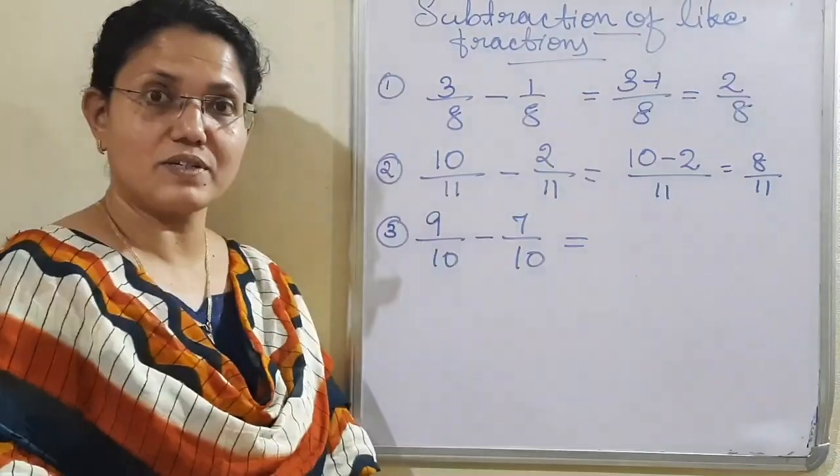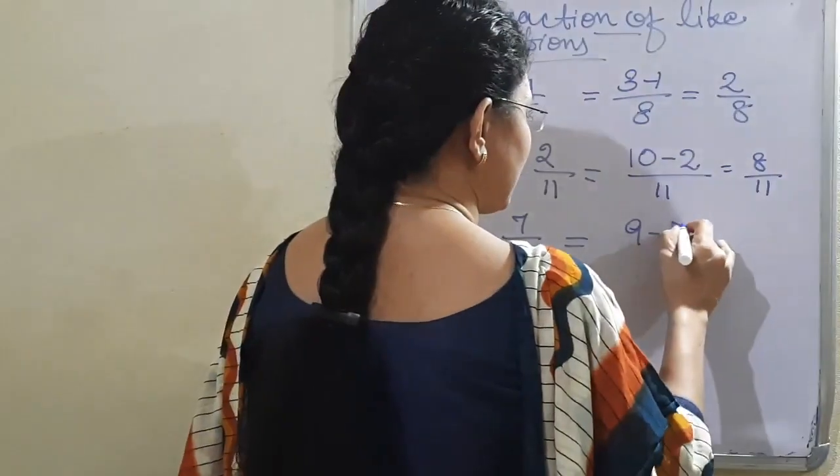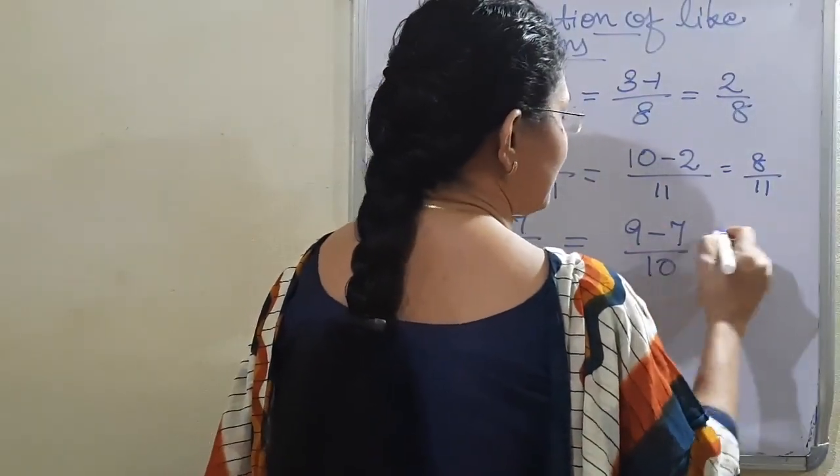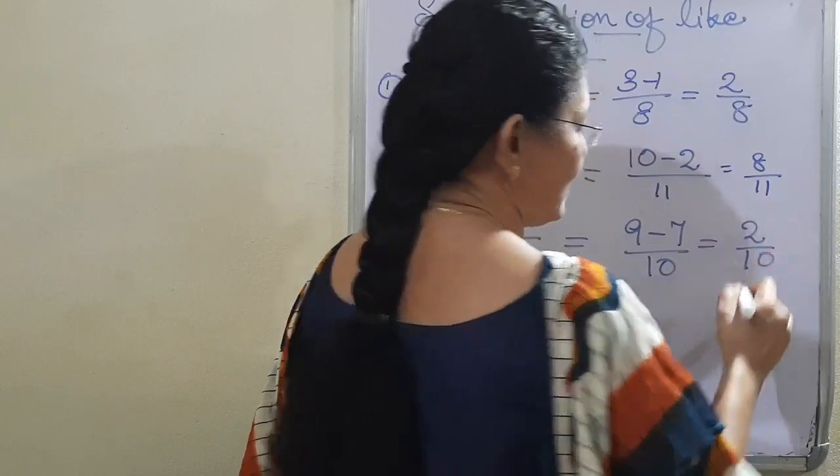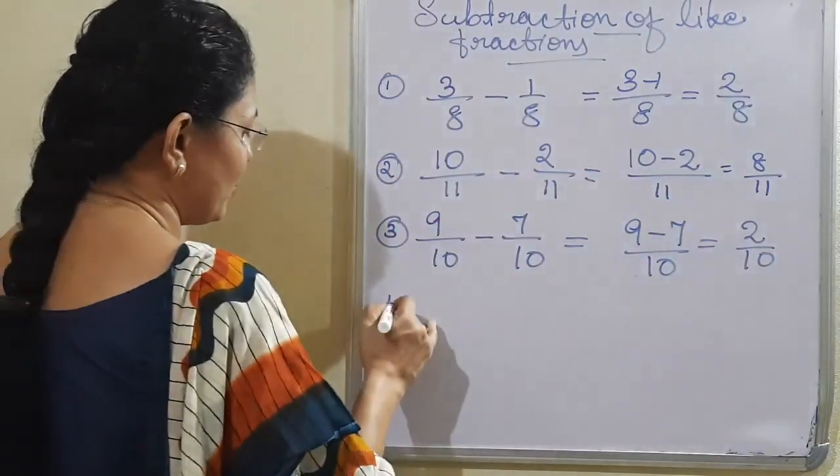9 by 10 minus 7 by 10. What to do? Subtract the numerators. 9 minus 7 by 10. 9 minus 7 is 2 by 10. Okay, next one for you.